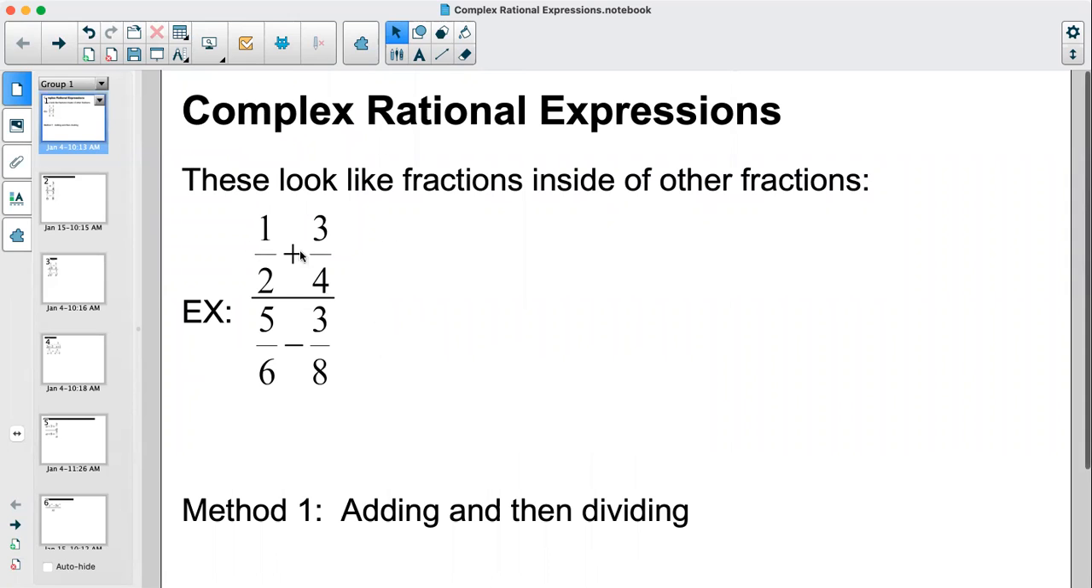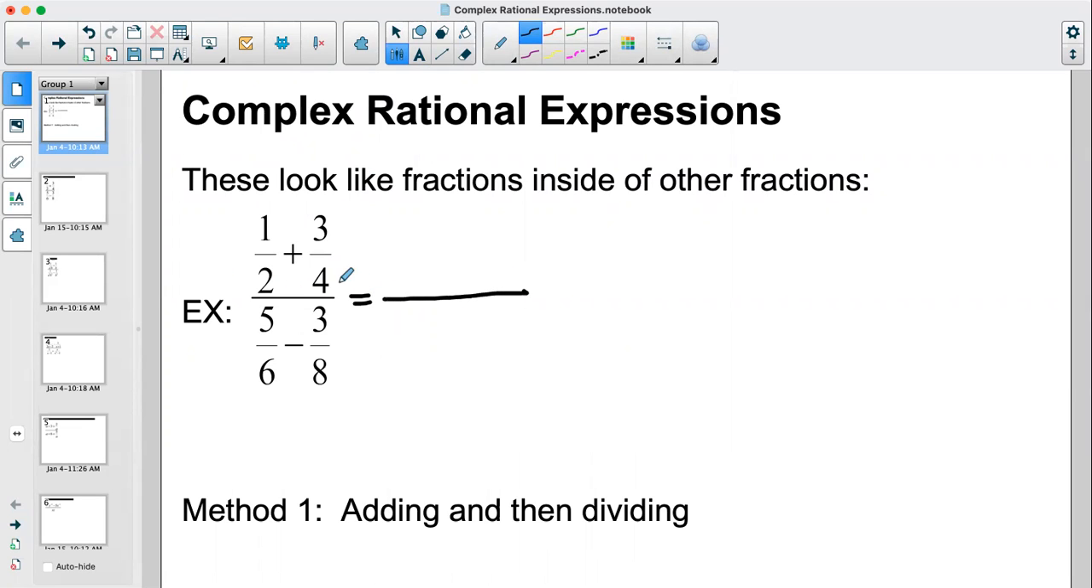So one thing you can do is add the two fractions in the numerator and the two fractions in the denominator together, and then you divide by flipping the bottom and multiplying. So what that would look like here is you would add these two. Your common denominator up here is going to be 4. To get this one to a denominator of 4, I have to multiply by 2. This one already has that denominator, so this is 2 plus 3 over 4 on top. And on the bottom, I would add these.